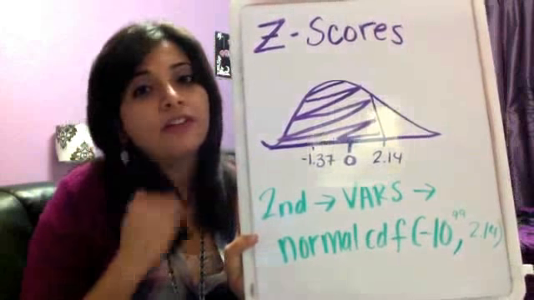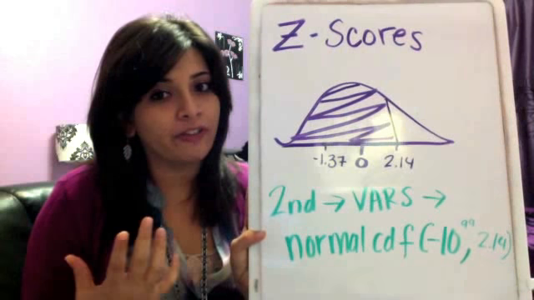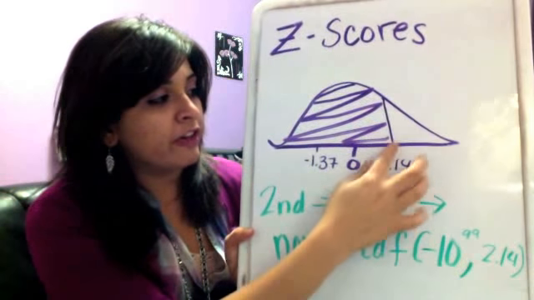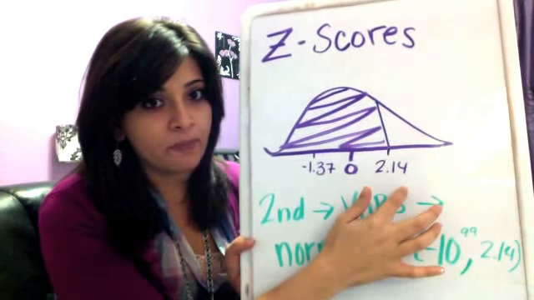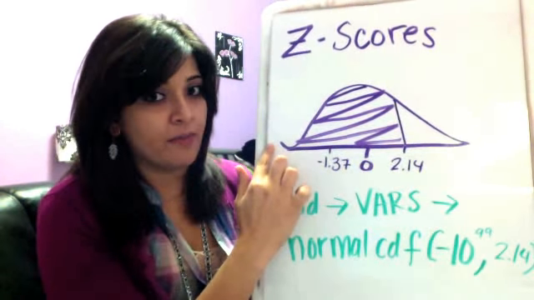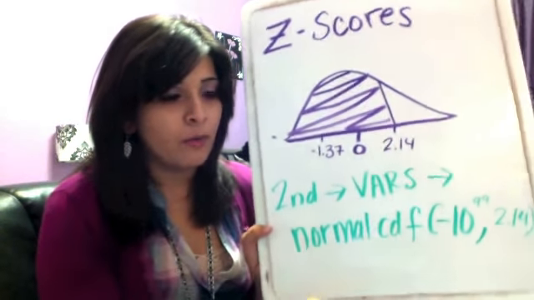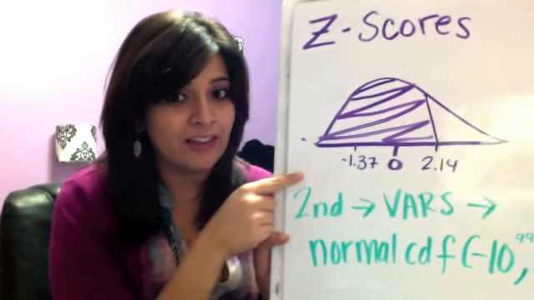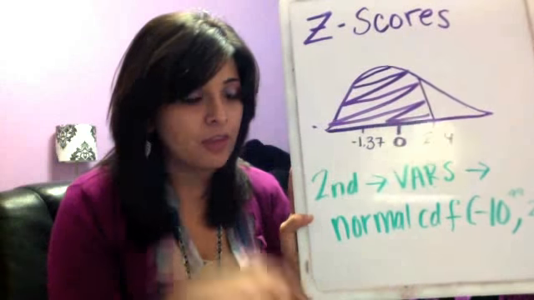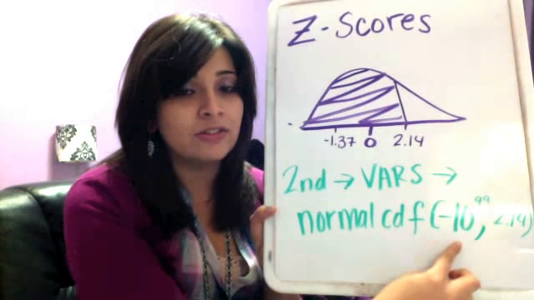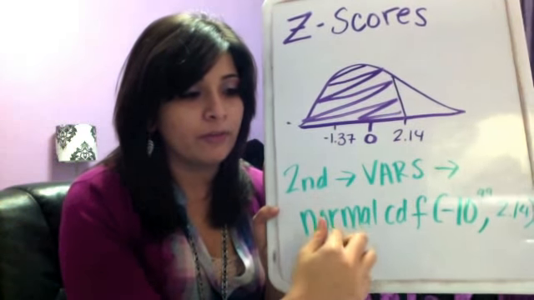Okay, so let's now move on to z-scores. We covered z-scores in chapter 6, but let's figure out how to do it on the calculator, right? So pretend we want the area underneath the curve. We know that the area is always going to be read to the left of whatever the z-score is, right? So in order to find this area from negative infinity all the way to 2.14, what we're going to do is go to second, vars, normal CDF, which is number 2, and you're going to put negative 10 to the 99th power, comma 2.14.